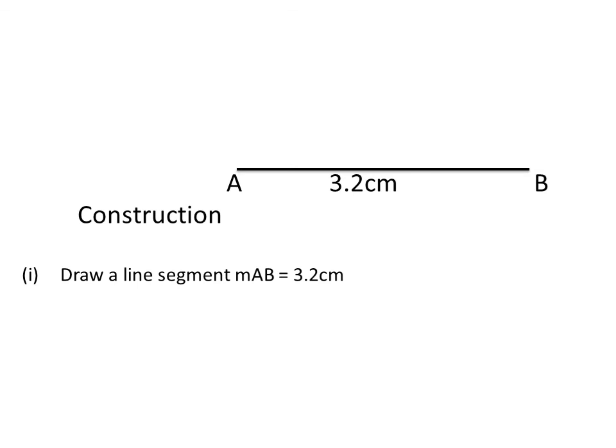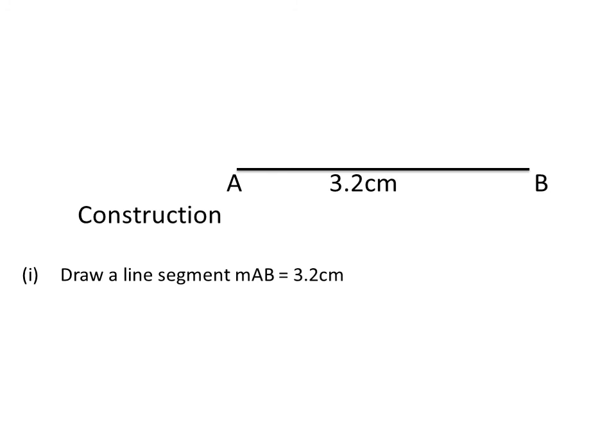First of all, draw a line segment measure AB equal to 3.2 cm. For this, we can write a statement: draw a line segment measure AB equal to 3.2 cm. Now we have to draw a semicircle. Semicircle means half circle. Semicircle ड्रा करने के लिए सबसे पहले आप कंपास को पॉइंट A पे रखेंगे और इसे AB के हाफ से थोड़ा सा ज़्यादा ओपन करेंगे.